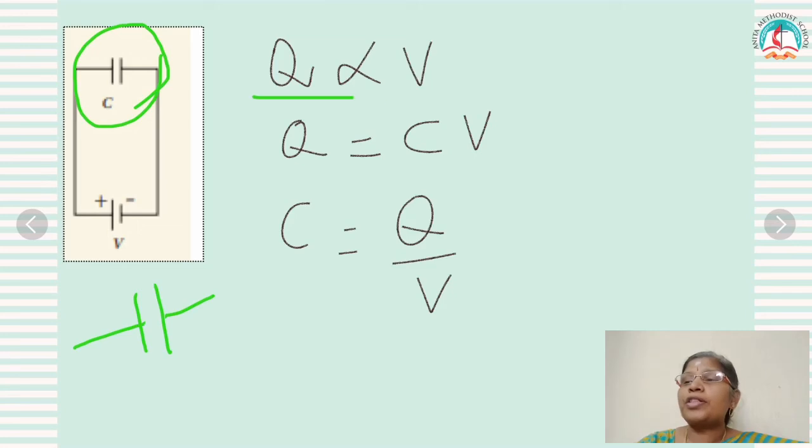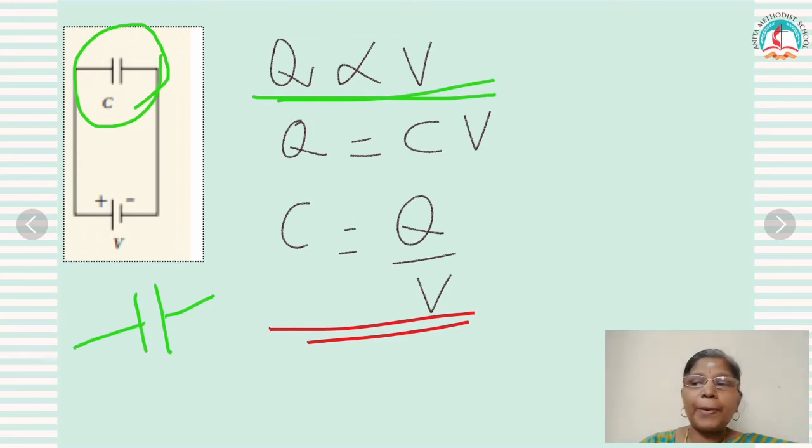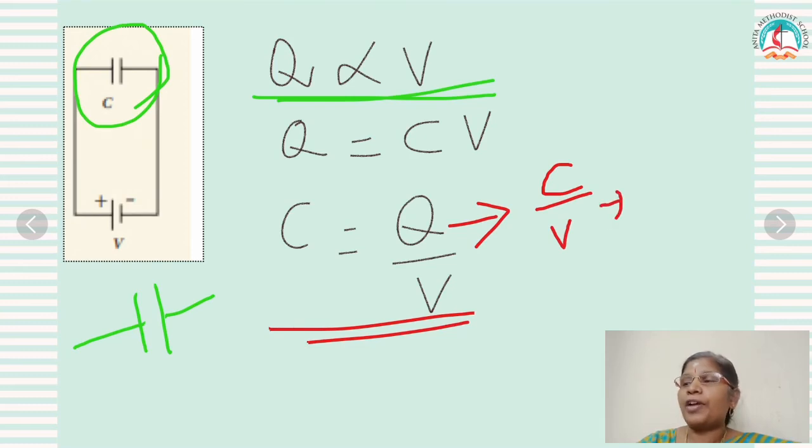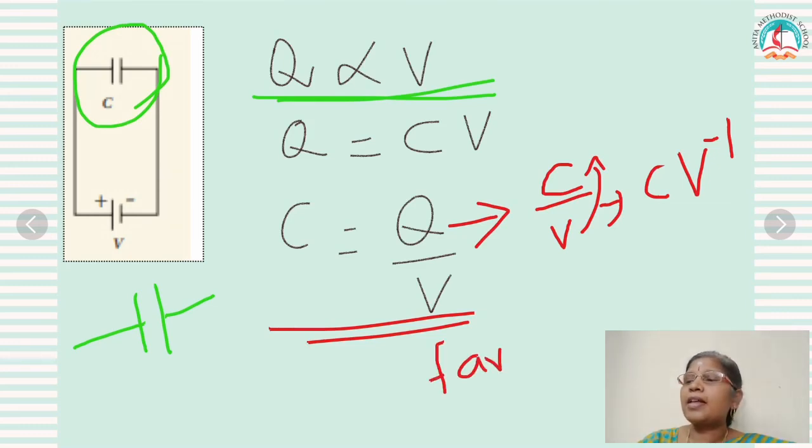Okay. Now, Q, the charge produced in the capacitor, is directly proportional to the potential difference across the capacitor. It depends upon the value of V. Now, removing the proportionality, introduce a constant C. C is a proportionality constant, otherwise called the capacitance of the capacitor. C equals Q divided by V. With the help of the formula, the unit of capacitance is coulomb per volt. Otherwise, moving to the numerator side, C V power minus 1. Or the unit of capacitance is farad.